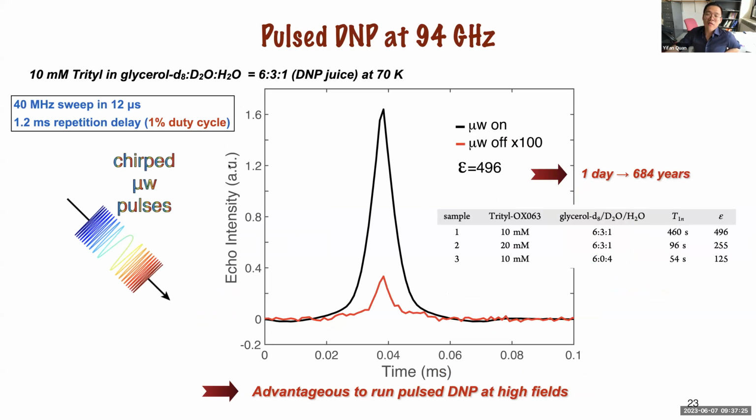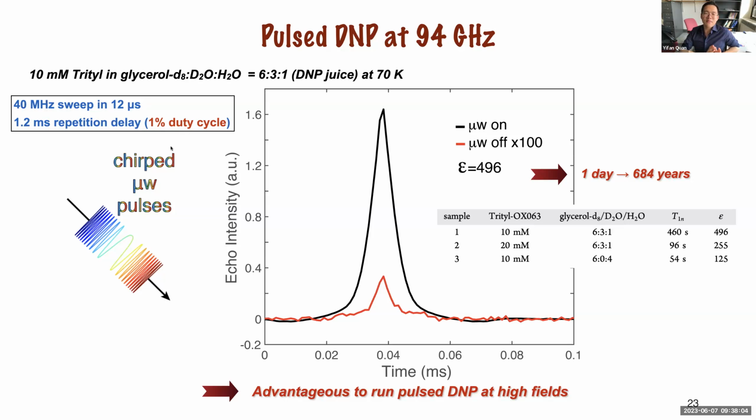So yes, with careful optimization, we have achieved the enhancement of this value. Well, it would actually be a more drastic shortening of time if you consider the shortening of the repetition delay. And it was done with a 40 megahertz sweep in a microsecond microwave pulse with a 1.2 millisecond repetition delay. So this corresponds to a duty cycle of 1%. If you consider a 250 watt microwave, it's on average only about 2.5 watt, which is still about a factor of 10 less than a modern gyrotron.